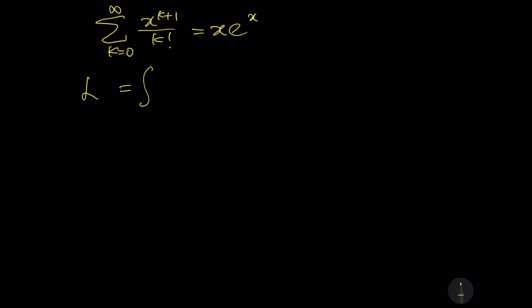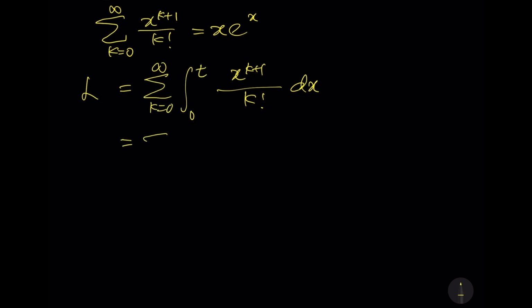Define L equals the integral from 0 to t of the left hand side dx, where t is a dummy variable. Because the integration is with respect to x and has nothing to do with k, we can swap the integration and the summation, and then the summation is still there. The integration of x power k plus 1 becomes x power k plus 2 divided by k plus 2. The k factorial is still there.